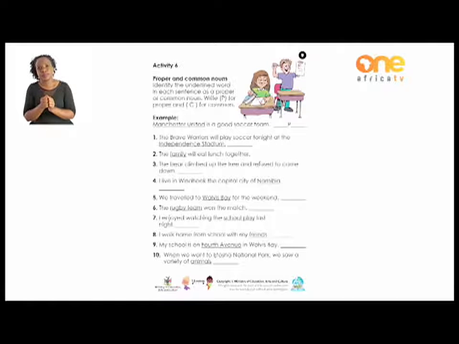My last example is on number 2. The family will eat lunch together. The word family is just a common noun. It's not a proper noun, so we write it in small letters, as you can see. So in the space provided, we write a C for common noun.